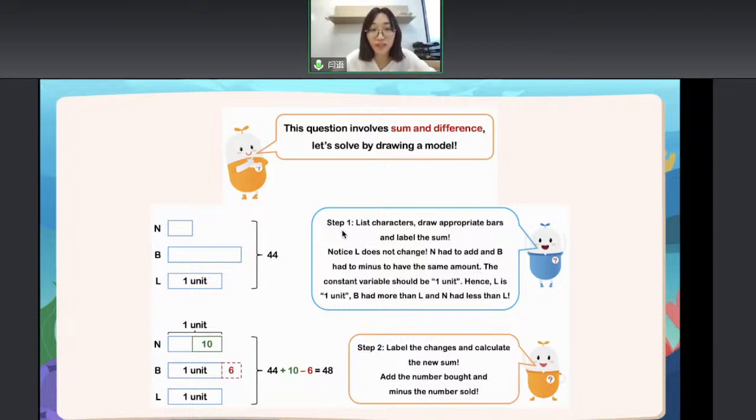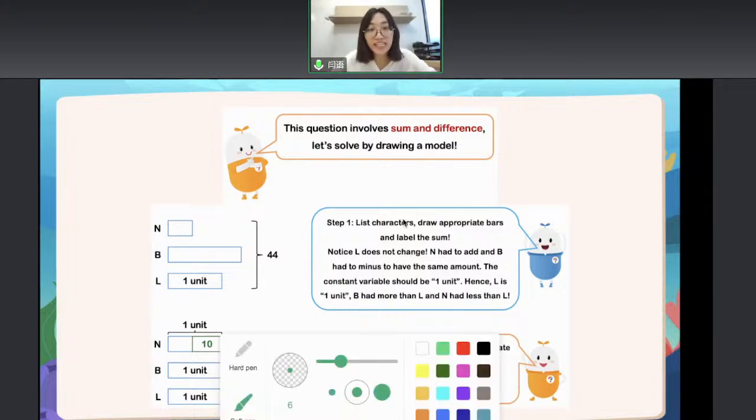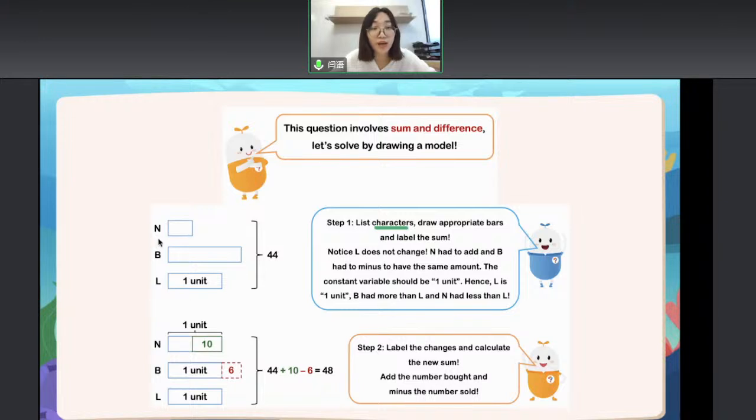Firstly, how many people can you see here? We have 3, right? So the first step is to list characters. Maybe you only need to write down the capital letters. We write it as NBL. And then draw appropriate bars and label the sum. Do remember that after you compare before and after, you will see that Louis doesn't change. So we can just regard Louis' part as 1 unit. And then try to label the changes and calculate the new sum.